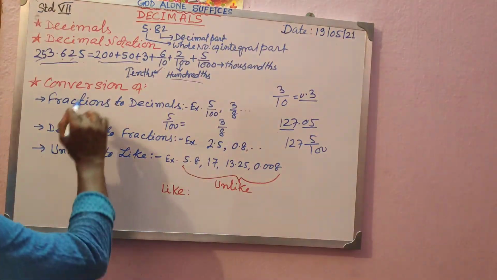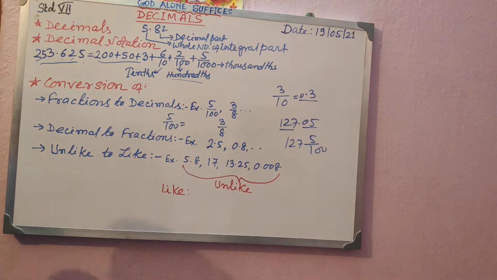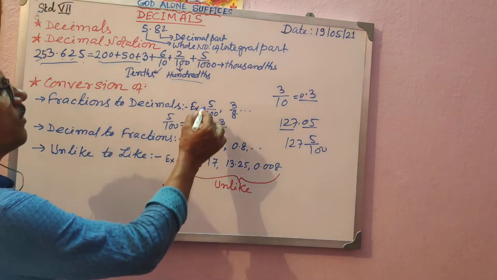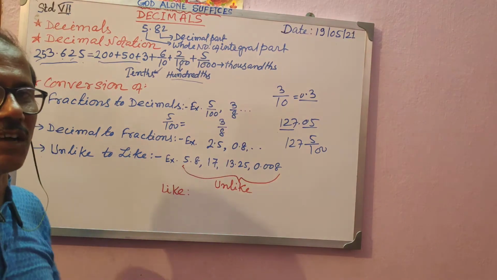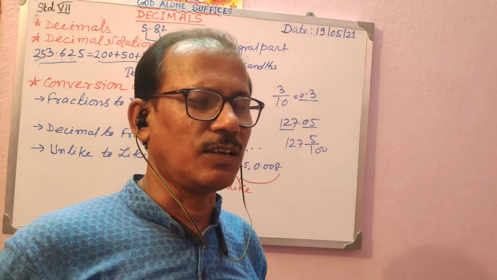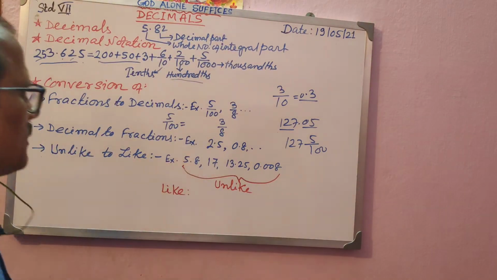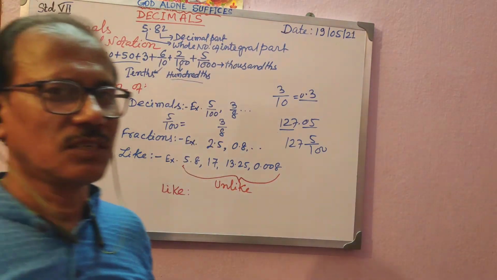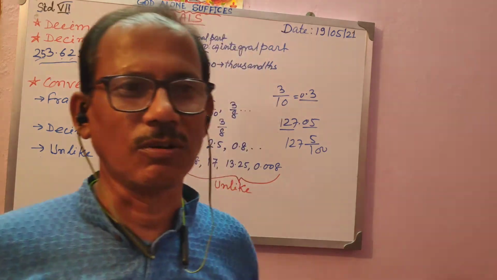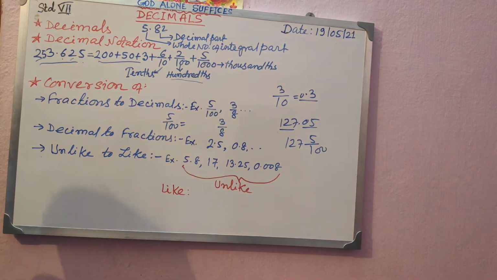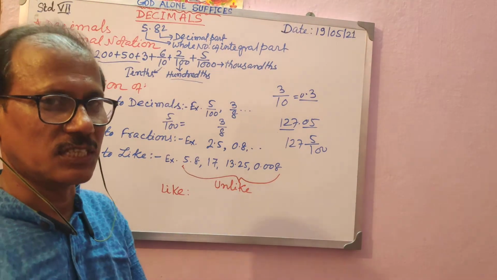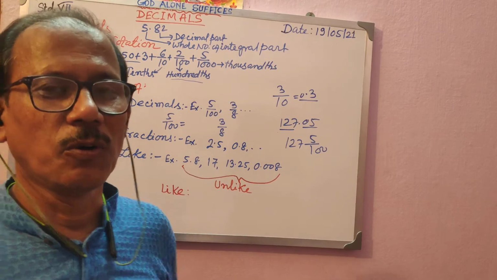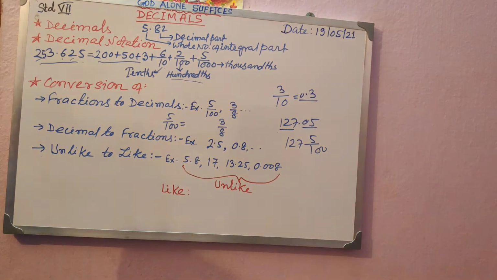We will learn conversion of fraction to decimal. An example will be better. 5 by 100, this is a fraction, with a numerator and a denominator. Some fractions can be exactly converted into decimals. Fractions whose denominator is a power of 10 will definitely be converted into decimals exactly. Otherwise, it will be a non-terminating decimal.